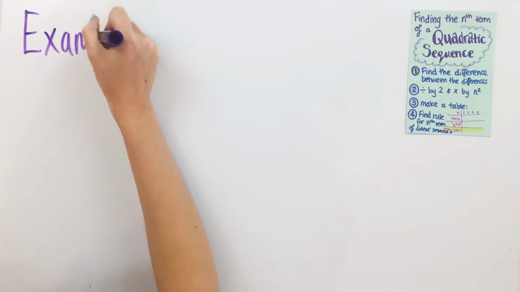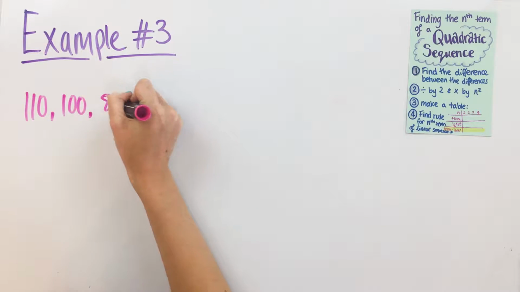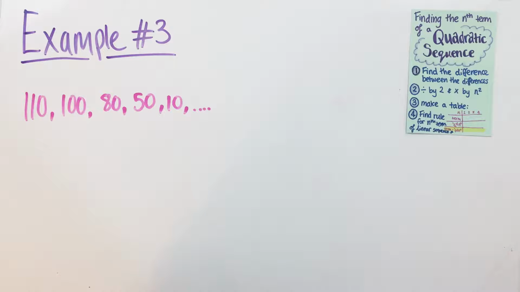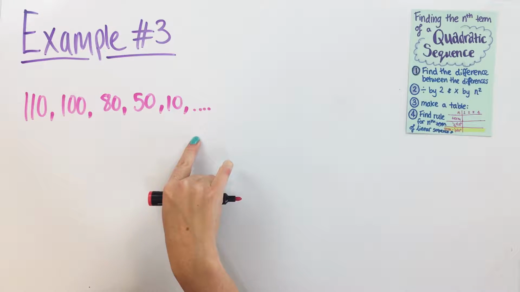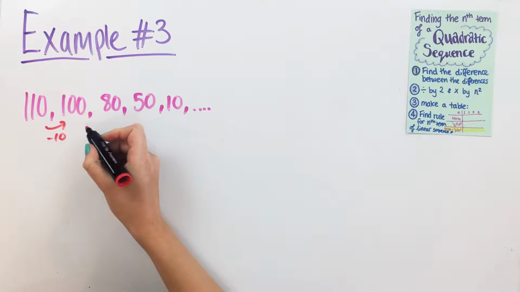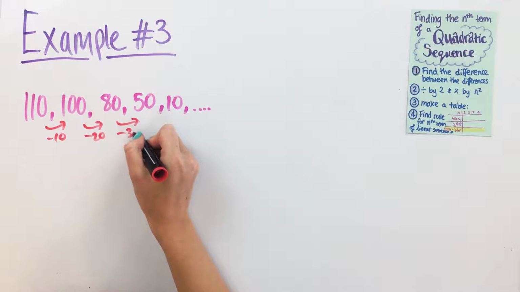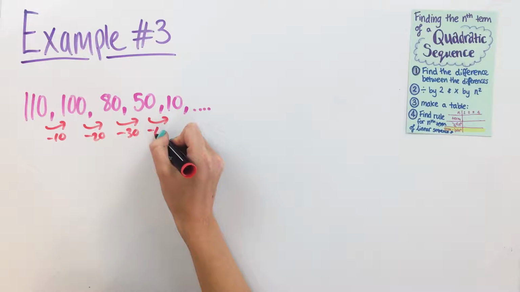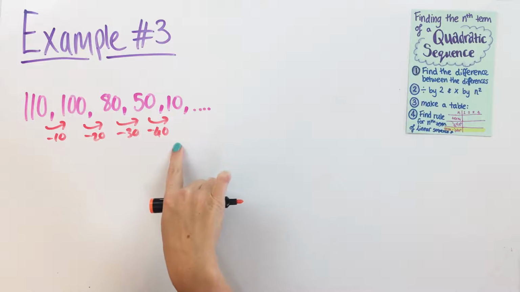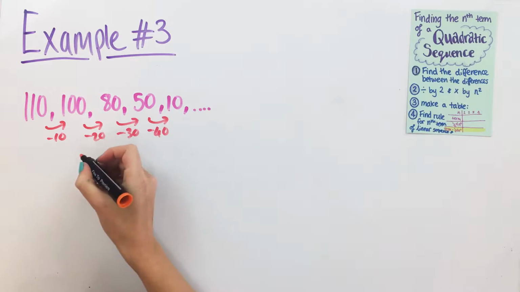Let's try one final example. How about the sequence 110, 100, 80, 50, 10? So once again, we need to check that this is in fact a quadratic sequence. So here the difference is minus 10, 100 to 80 is minus 20, 80 to 50, minus 30, and 50 to 10, minus 40. So we know we don't have a linear sequence, as otherwise these would all be the same. So we try to find the second difference now, the difference between the differences.